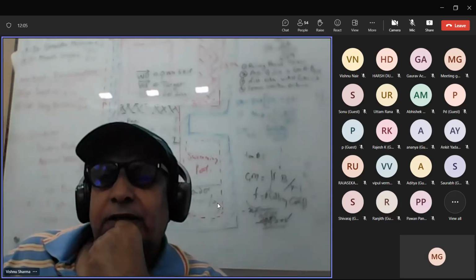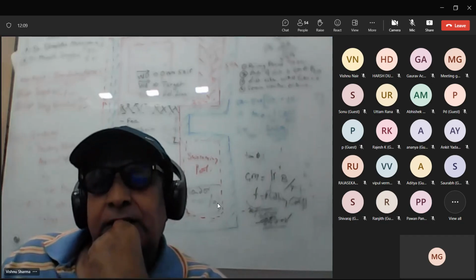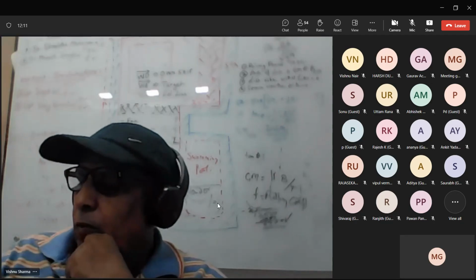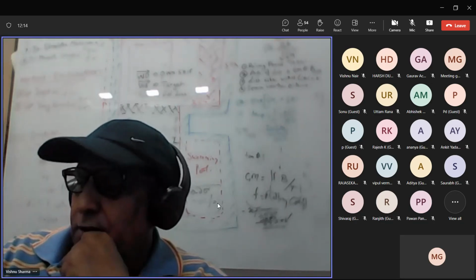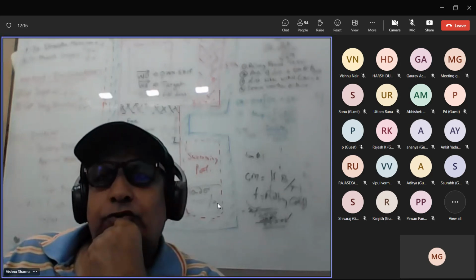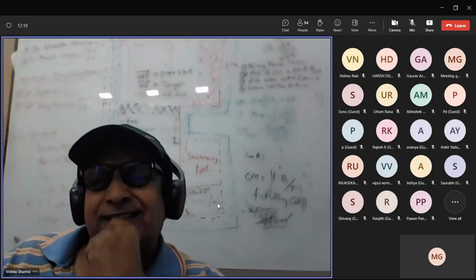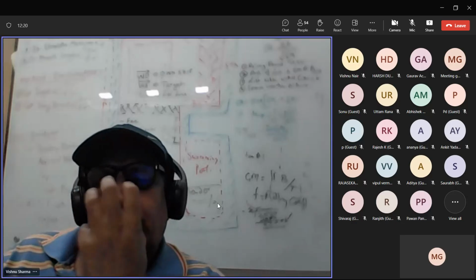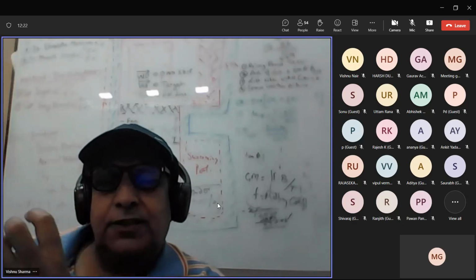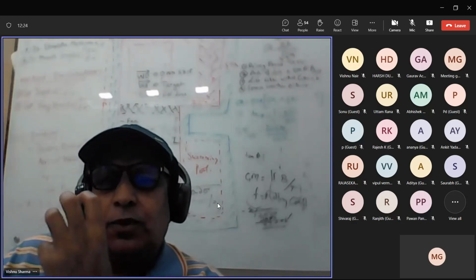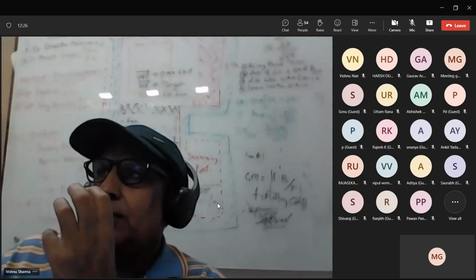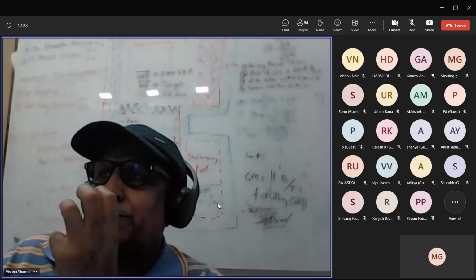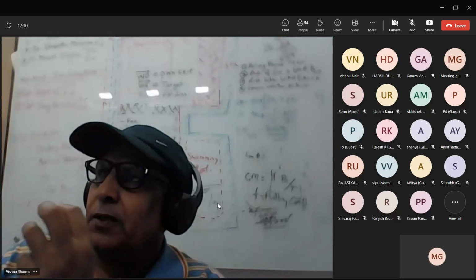So 117 Newton meter is the force which is trying to bend the beam at point X. Likewise, 155 Newton meter is the force which is trying to bend the beam at C. This 155 Newton meter at C and 117 Newton meter at X are the bending moments at these respective points.